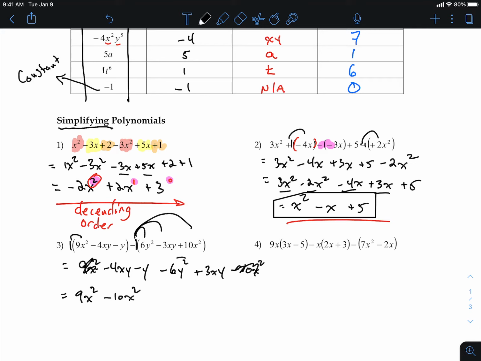I'm going to go to the next highest. I'm going to go minus 6y squared. You can kind of scratch it out because you know you're done with it. You go minus 4xy plus 3xy minus y. Okay, you can group or collect them, or just do the addition. So 9 minus 10 is going to be negative x squared minus 6y squared. Negative 4 plus 3 is going to be negative, so minus.